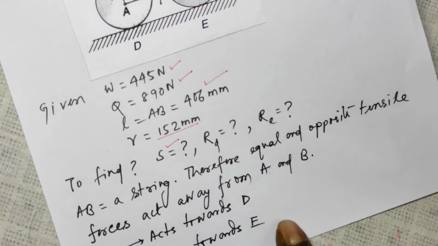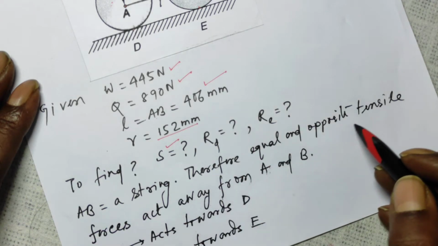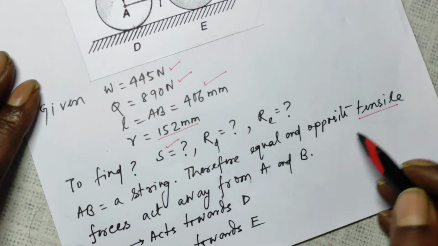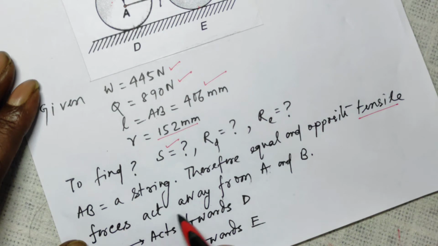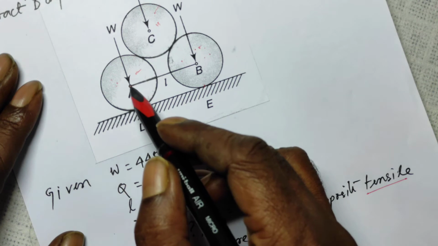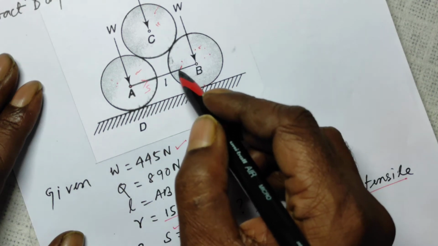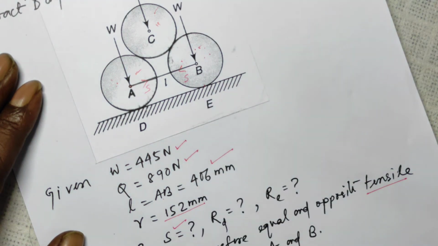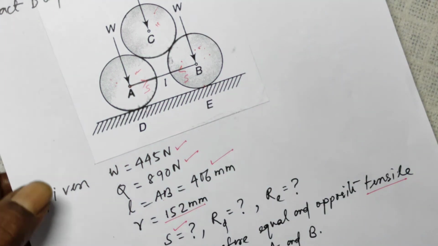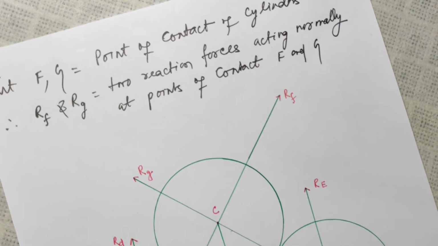Now, since AB is a string, the equal and opposite tension force will act away from A and B. Means for this one it will act this way, and for this one it will act this way. Both will be equal and opposite. So I have redrawn the diagram in a better way for better understanding.